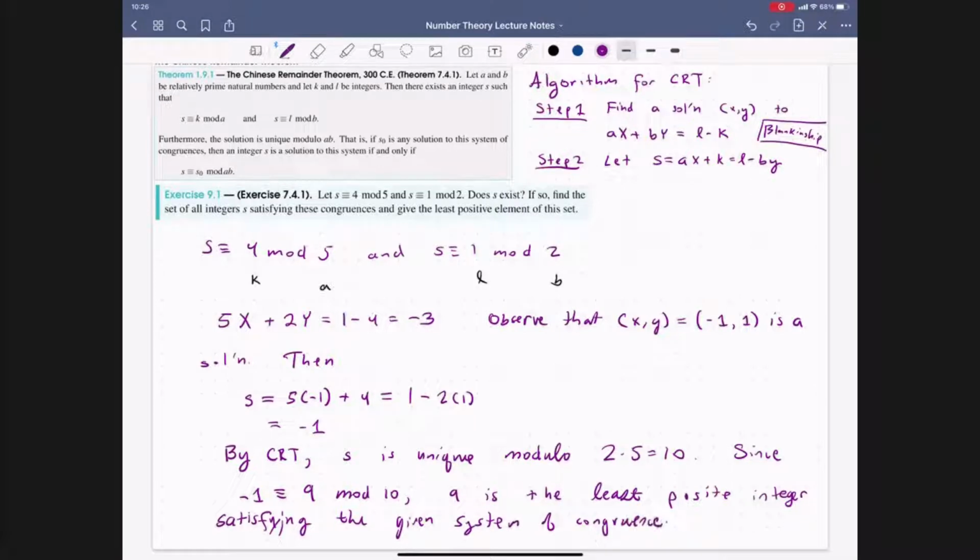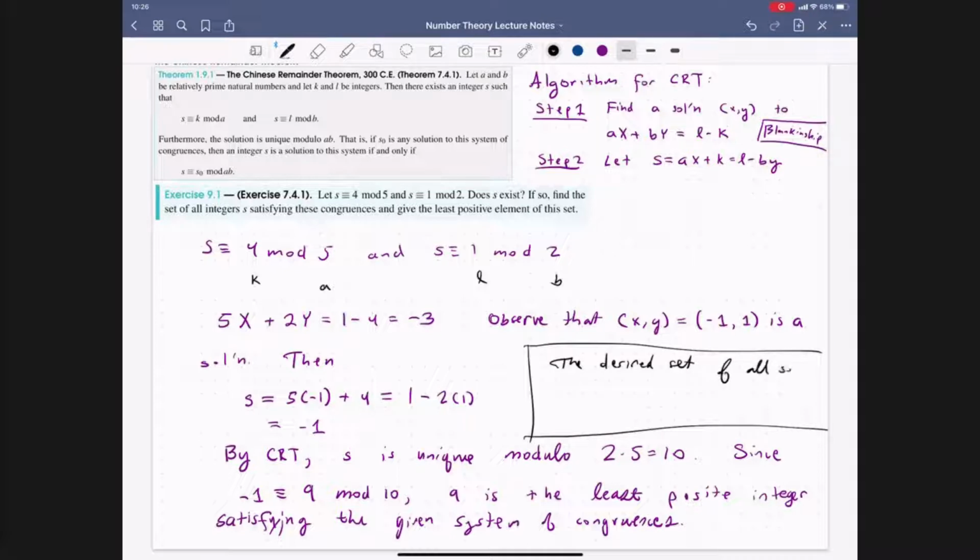Also, because we know that this is unique modulo 10, we can go one step further and give all the possible values of s. It's just those values whose remainder is 9 modulo 10. So I'm going to put this in a box here. The desired set of all solutions s is the set where we have 9 plus 10k, where k is an integer. And so we see here that if we plug in k equals 0, we get back 9, the least element. If we plug in k equals negative 1, we will have 9 minus 10, which gives us back negative 1, which was the value for s that we initially got. And so that finishes off this one.